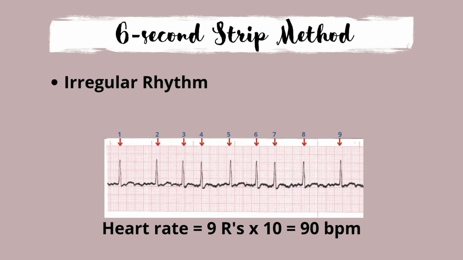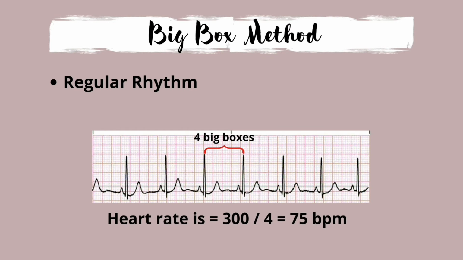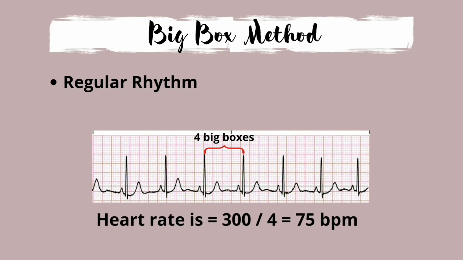The heart rate is equal to 90 beats per minute. Second, the big box method. The big box method is applicable for regular rhythms. Here, we have a constant number of 300. This number is divided by the number of big boxes between the Rs.